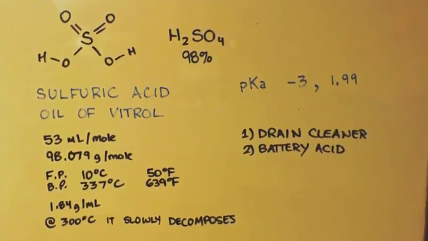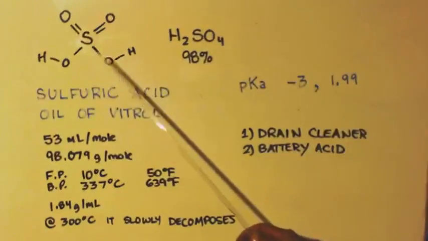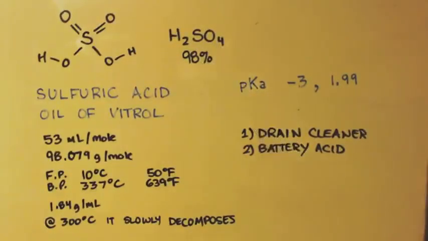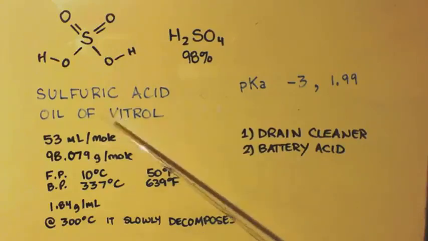I wrote a couple of notes. I'm trying to do a little bit better on my how-to-get videos, maybe give you a little bit of information. Here's the molecule of sulfuric acid. Here's the formula. Concentrated as it can get is 98%. Some people call it oil of vitriol.